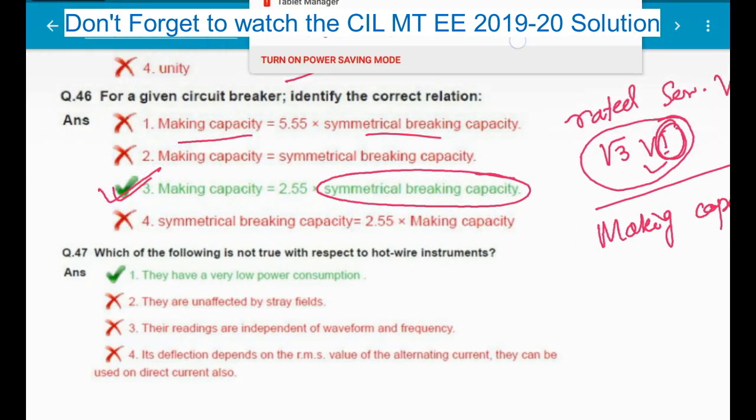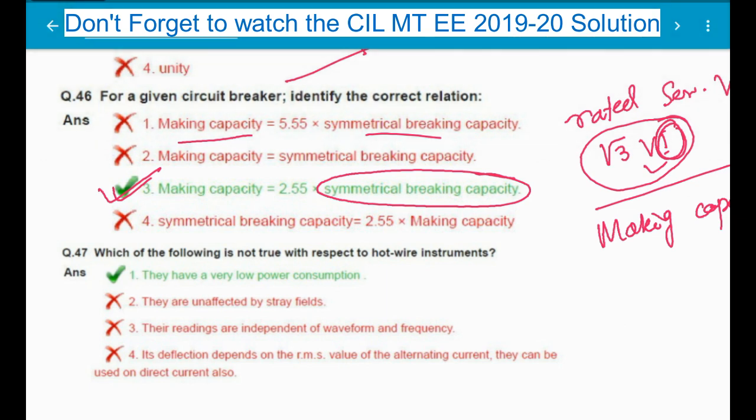Next question is, which of the following is not true with respect to hot wire instrument? Option A, they have very low power consumption. Option 2, they are unaffected by stray fields. Option 3, their readings are independent of waveform and frequency. Its deflection depends upon the RMS value of alternating current. They can be used on direct current also.